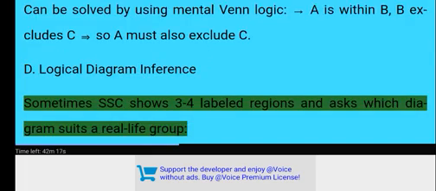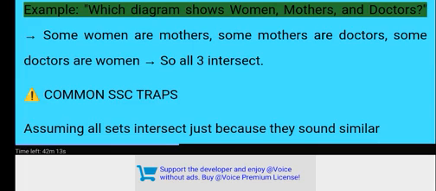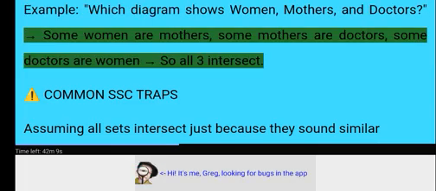Logical diagram inference. Sometimes SSC shows 3 to 4 labeled regions and asks which diagram suits a real life group. Example: which diagram shows women, mothers, and doctors? Women are mothers. Some mothers are doctors. Some doctors are women. So all 3 intersect.